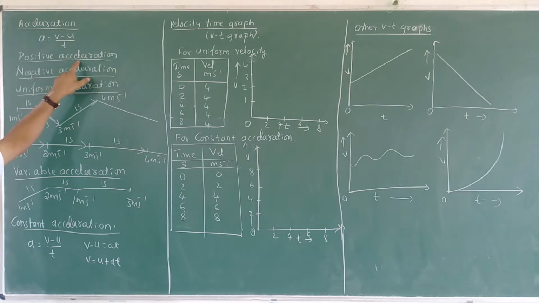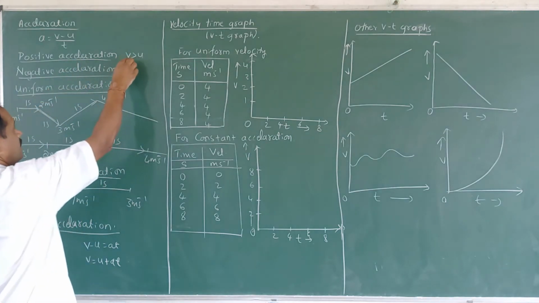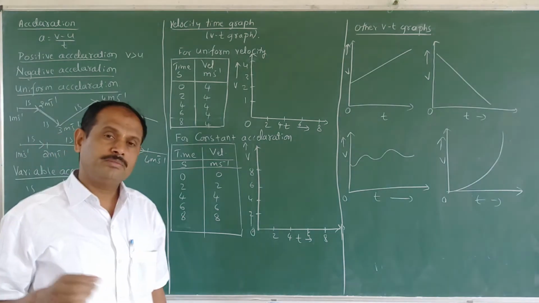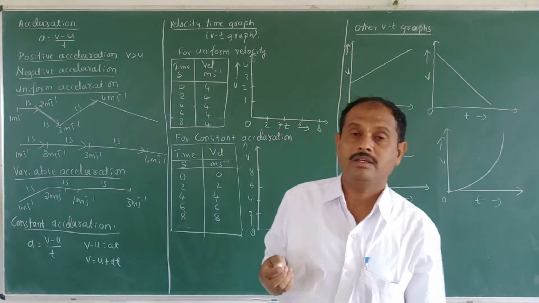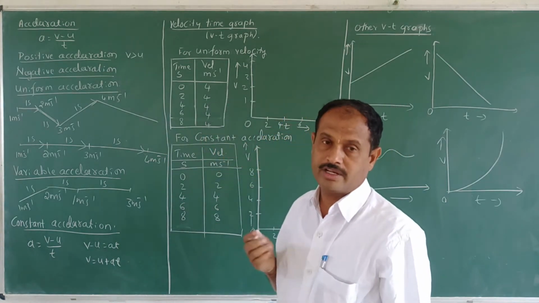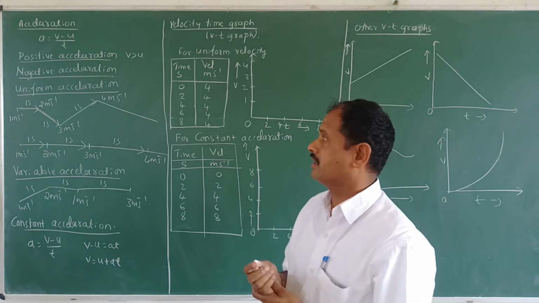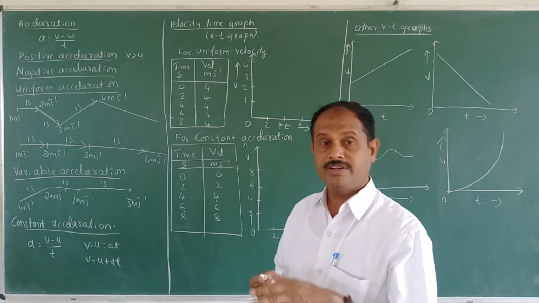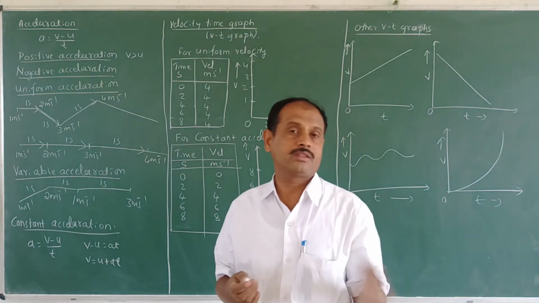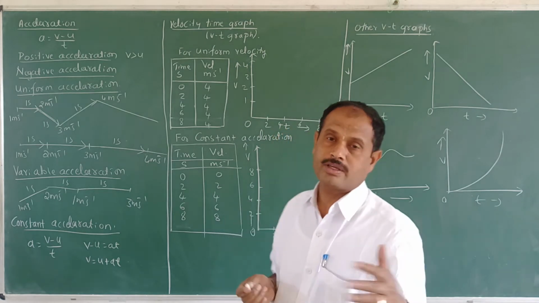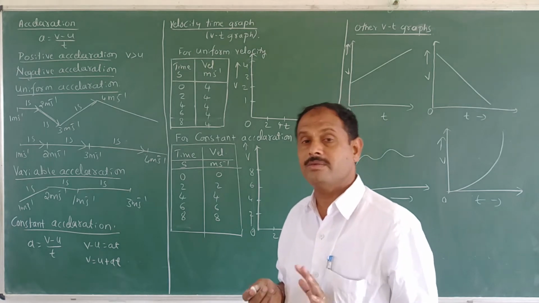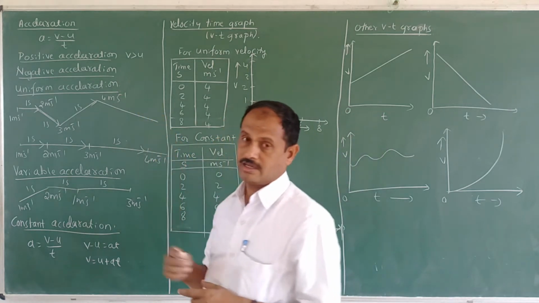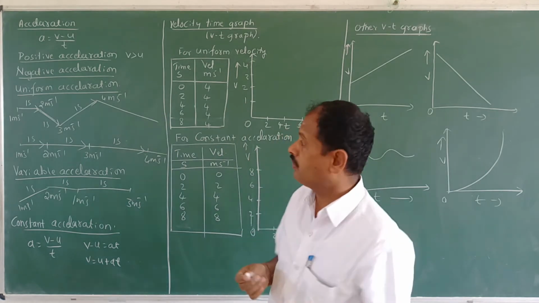Now, what is positive acceleration? If v is greater than u, the final velocity is greater than the initial velocity, which means the velocity increases. The rate of increase in the velocity of the particle is called positive acceleration. If the velocity of the particle decreases, then we get negative acceleration. The definition is: the rate of decrease in the velocity of the particle is called negative acceleration. Okay, now uniform acceleration.